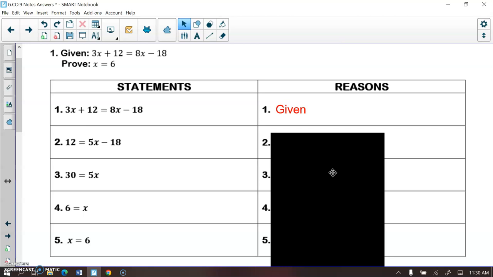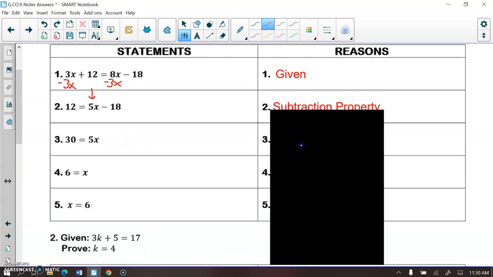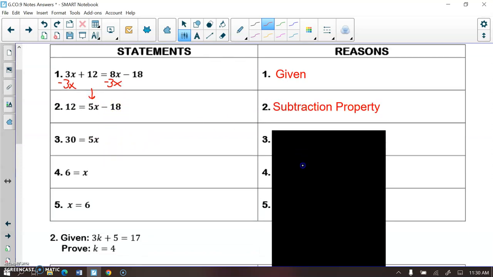step. Now what we do is we look at step 1 to determine what happened from step 1 to step 2. It looks like what happened was I subtracted 3x from both sides of this equation to arrive at step number 2. And so what I did was I used the subtraction property of equality, or I'm just going to write subtraction property, to get from step 1 to step 2.